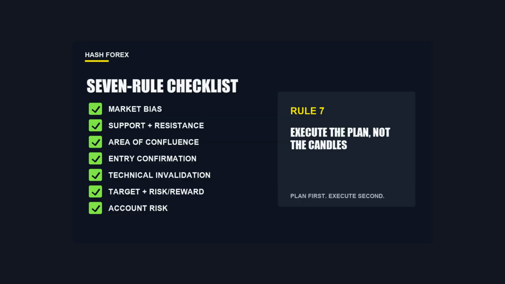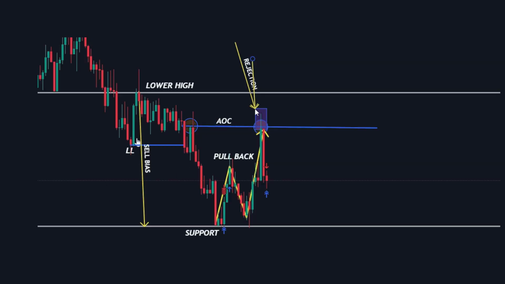Before your next trade, use this 7-point checklist. What is the market bias? Where are support and resistance? Has price returned to a meaningful area of confluence? What confirms the entry? Where is the setup invalid? Does the target justify the risk? What is the maximum account risk if the trade loses? If one of those answers is missing, the setup is not complete.